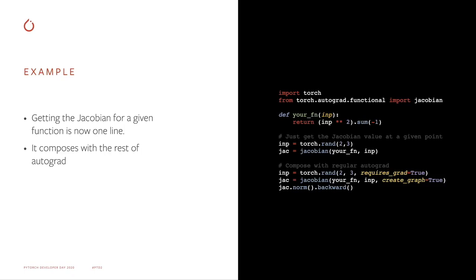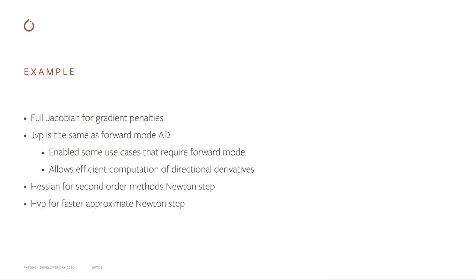What is very nice as well is that you can compose this new API with the existing autograd API. And here, for example, if your input requires gradients, you can ask the Jacobian computation to create graph, and so to be able to backpropagate through it. And as you can see, you can then compute the norm of the Jacobian you just got and backward through that. And then you can compose that with the rest of your training to get all the quantities that you need.